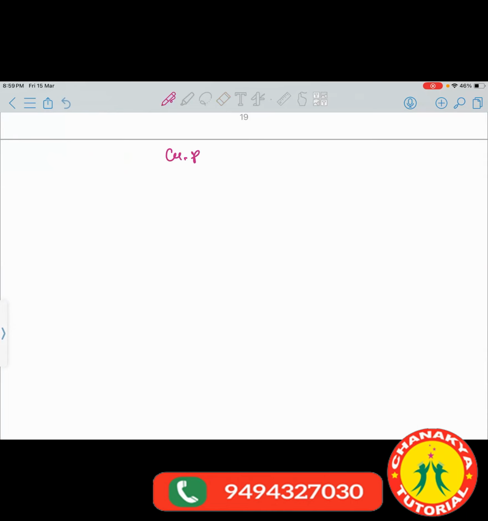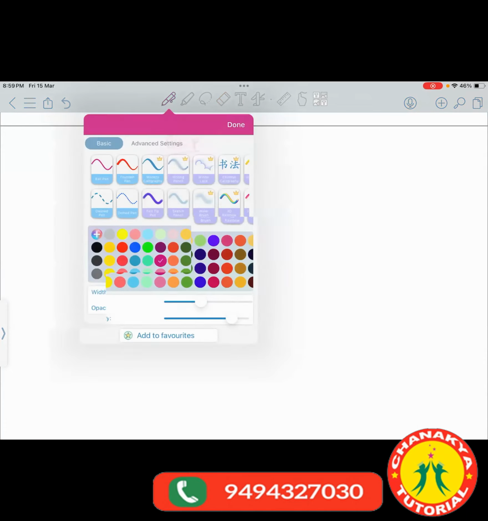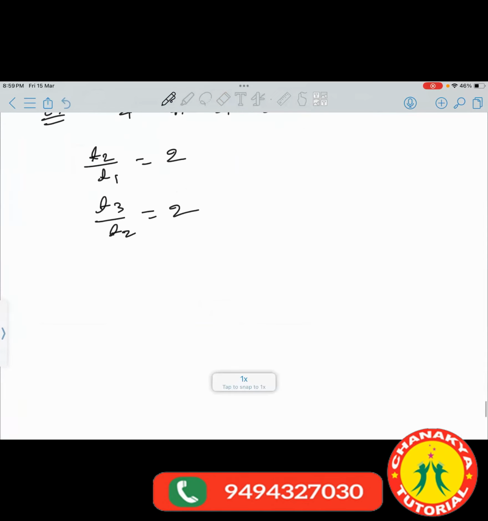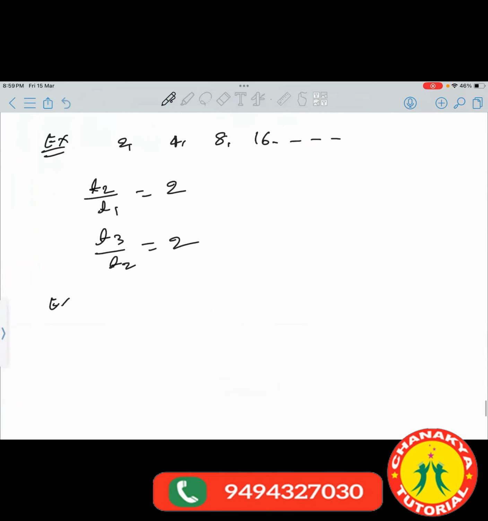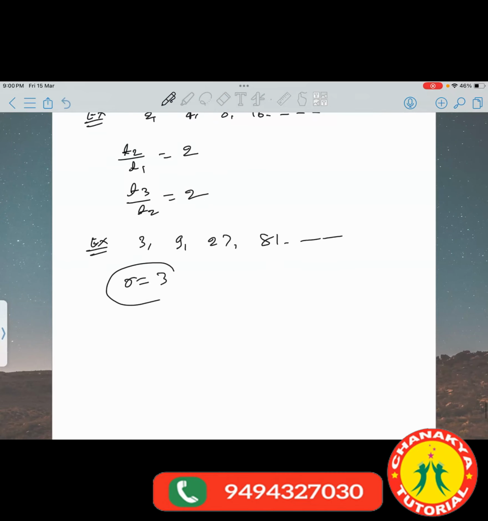So GP, geometric progression. First, see the example: 2, 4, 8, 16. Now we can see T2 upon T1 is equal to 2, and T3 upon T2 is equal to 2. So the common ratio is the same. If the common ratio is the same, then we can say the sequences are in GP. Like 3, 9, 27, 81. These are also in GP because r is equal to 3.